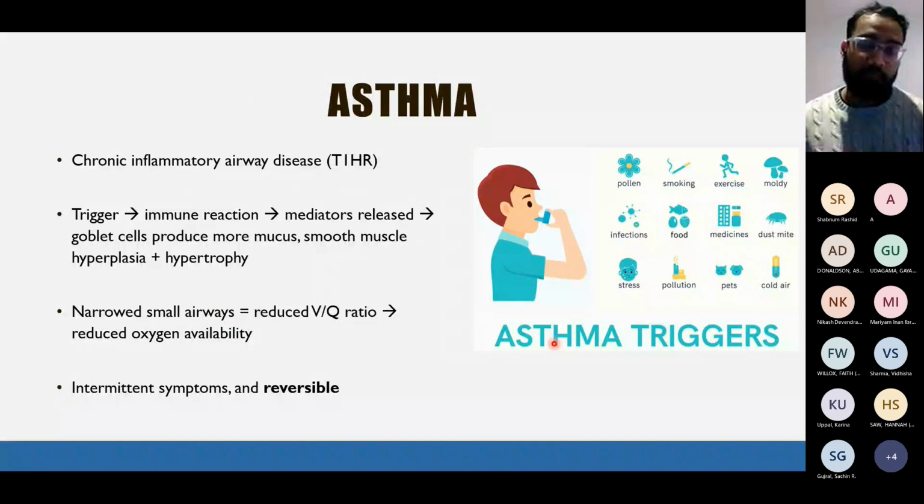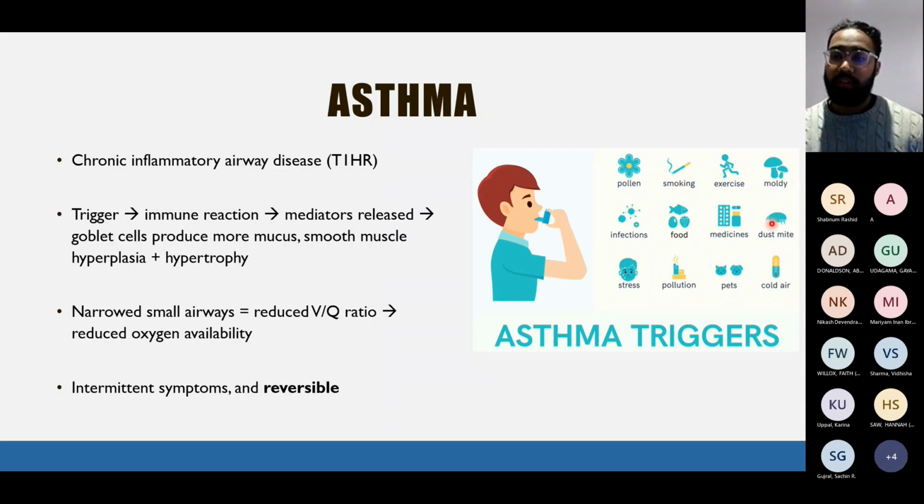Let's start off with asthma. It's a type 1 hypersensitivity reaction. It's a chronic airway disease characterized by immune inflammation because of various triggers. What happens is you become sensitized to things like cigarette smoke or mold, dust mites, pet dander, various infections. Pollen's a common one.